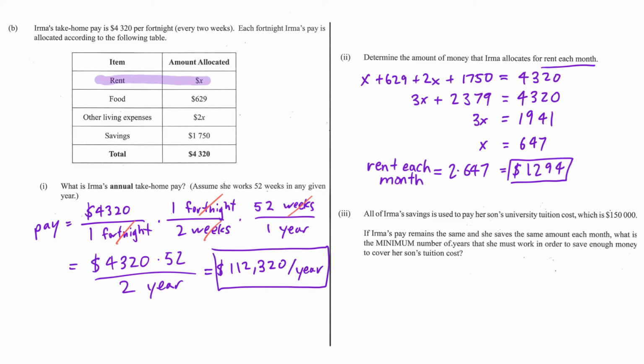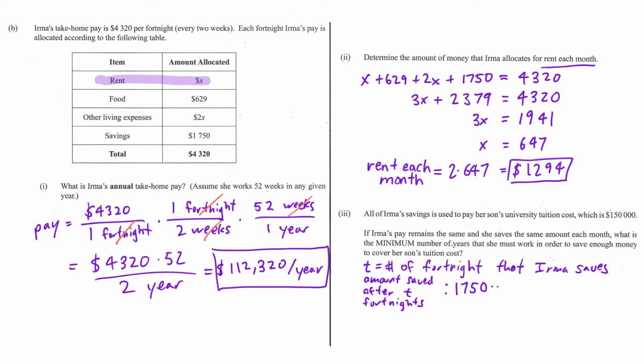To answer this question, I'm going to set up an equation. I'm going to first introduce the variable t. This is going to be the number of fortnights that Irma saves. Then the amount of money that Irma will have saved after t fortnights will be 1,750 times t. Since Irma wants to save $150,000, we'll set this equal to 150,000. So now I have an equation that I can use to solve for t.